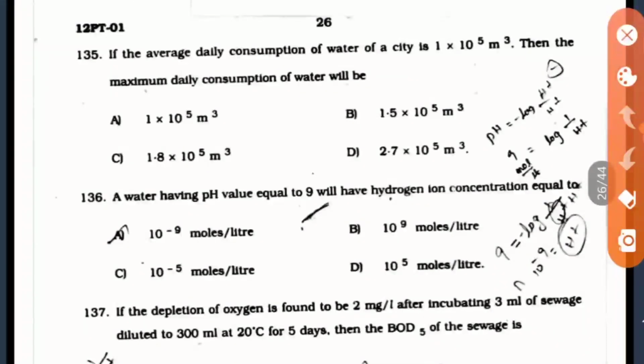Question 135. The average daily consumption of water of a city is 1 into 10 power 5 meter cube. Then the maximum daily consumption of water will be what? So here option C is the answer. The maximum daily consumption is 1.8 times the average daily consumption, so we can multiply this directly by 1.8. So we will get 1.8 into 10 power 5 meter cube.